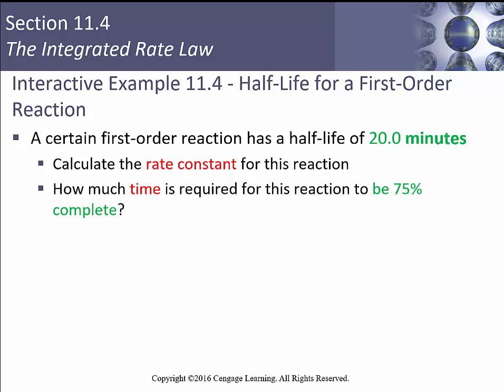Right. Let's look at some first-order reactions. So a certain first-order reaction has a half-life of 20 minutes. Calculate the rate constant for this reaction. How much time is required for this reaction to be 75% complete?